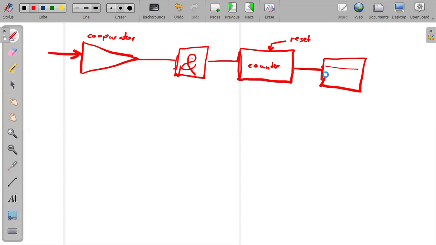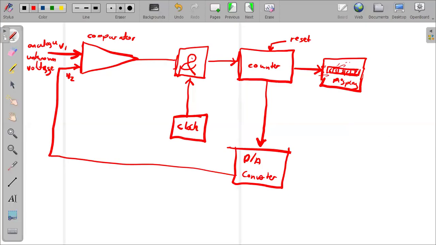There it goes. So the display there, and then we have the digital to analog converter, and then of course with feeding back to the comparator and with an analog voltage that marks our diagram there, our block diagram. Right, let's quickly go to the next question.